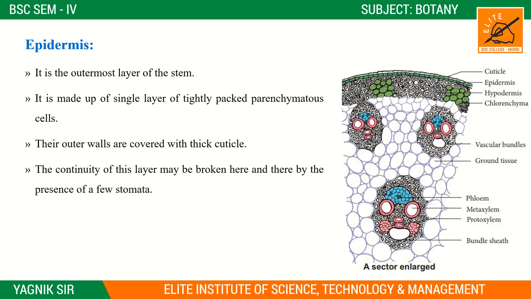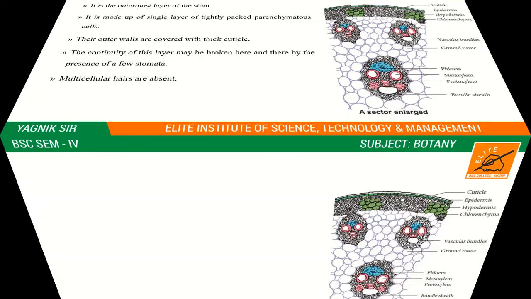And the continuity of the thin layer may be broken here and there by the presence of a few stomata, and multicellular hairs are absent. In this case, monocotyledon plants have no multicellular hairs, otherwise the hair is a unicellular hair, not multicellular. And in another case, hairs are absent.